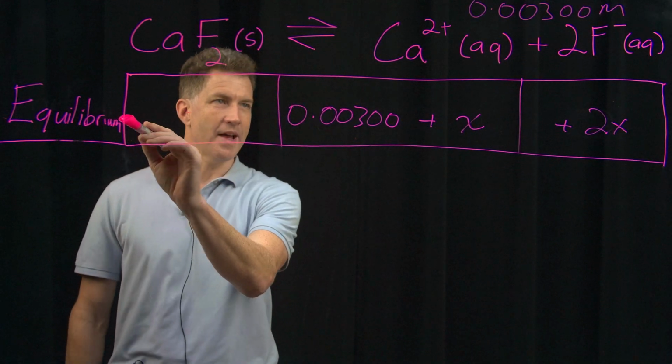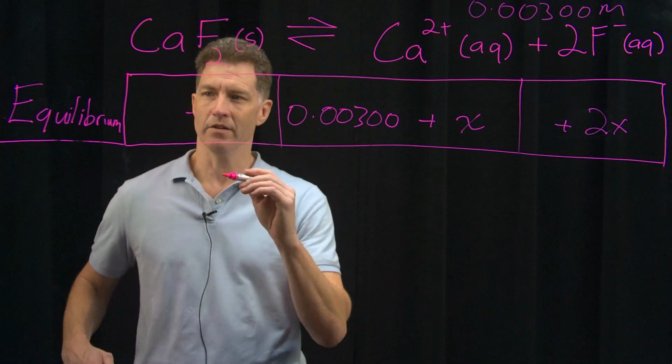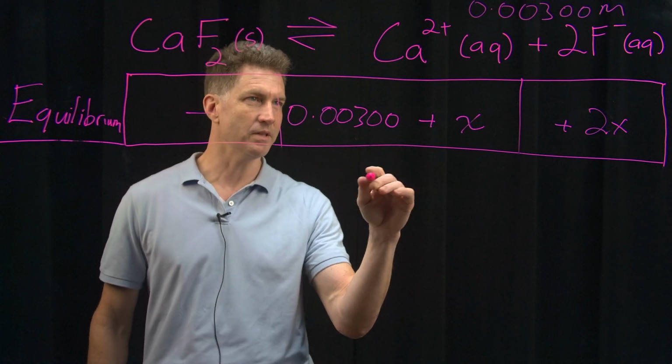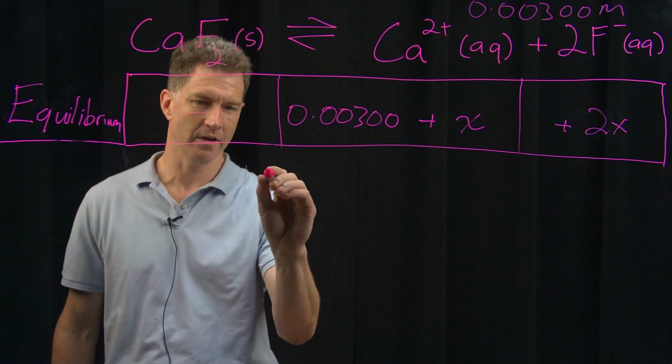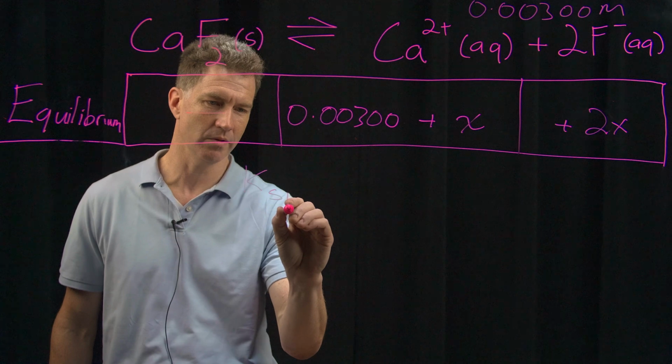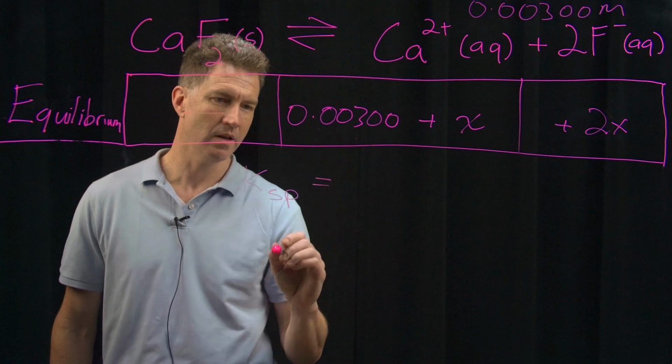Okay, so I kept the last part of the chart that we worked to get here, the equilibrium entry, because now the question is, what do we do with this? And what we're after here is how do we use this with that KSP value? And what is the KSP?